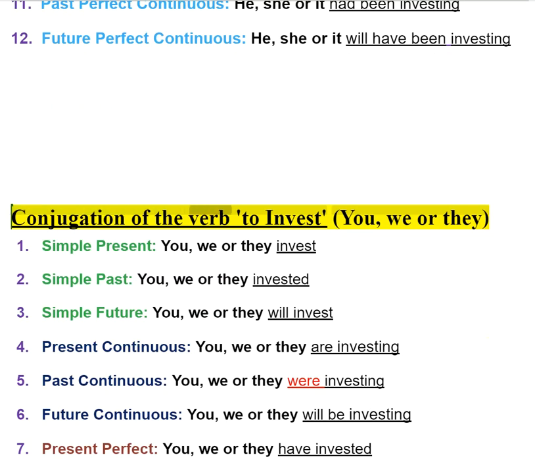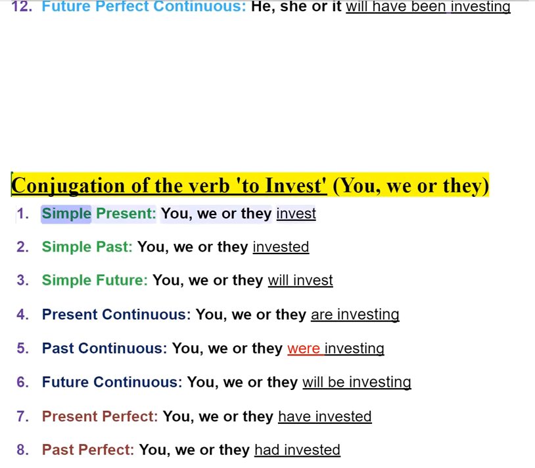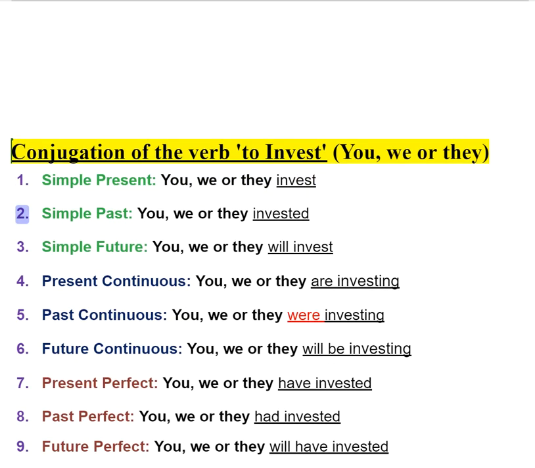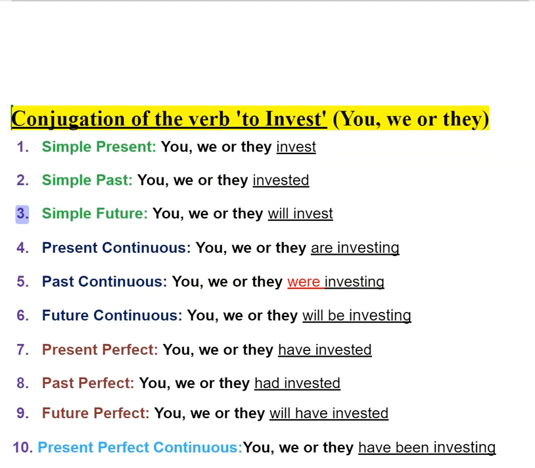Conjugation of the verb to invest. You, we or they. 1. Simple present. You, we or they invest. 2. Simple past. You, we or they invested. 3. Simple future. You, we or they will invest.